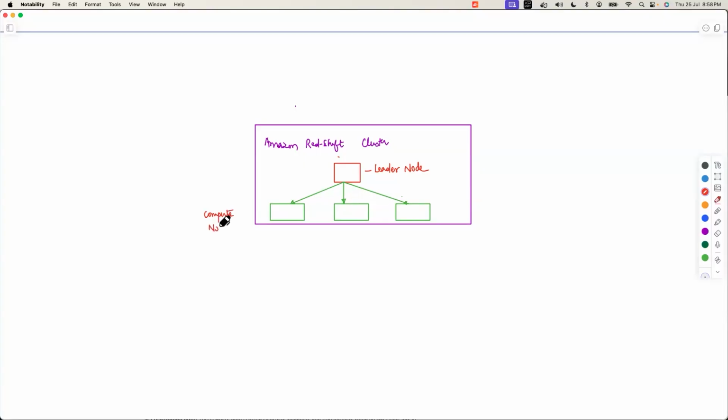These are your compute nodes, right? So ultimately what happens, you have your cluster defined. One is your leader node, the other are your compute nodes.